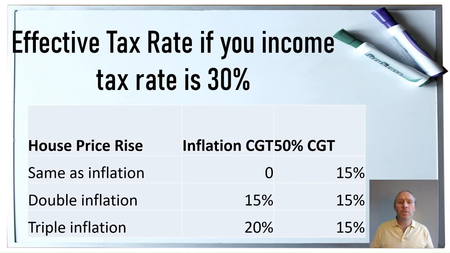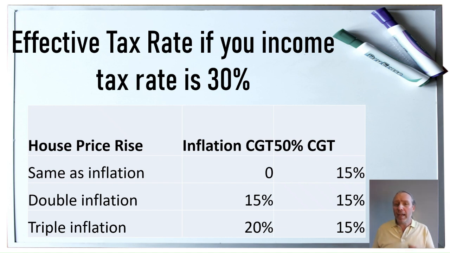This table will help to explain why this tax change was so minimal. So imagine that you earn 30% with your regular income. Well, with the 50% capital gains tax, you are always going to pay like half of that. So in other words, 15%. But if it's inflation adjusted, well, if the house prices are moving at the same rate of inflation, you pay 0% tax. If it's double the rate of inflation, it's 15%.